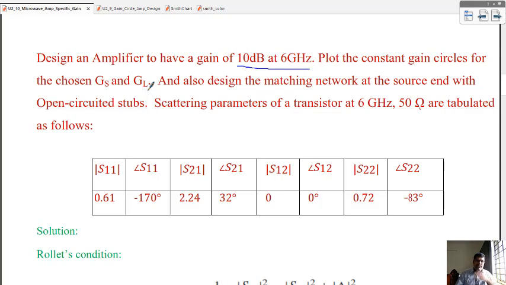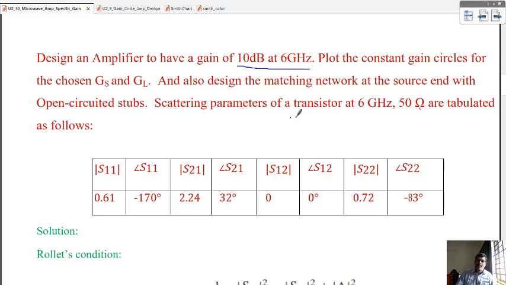From the GS maximum and GL maximum, we are going to choose the GS and GL value to get the 10 dB of required gain after adding the G0 of the transistor, that is the gain offered by the transistor itself. Then we have to design a matching network, one at the source and another one at the load end, to transform the 50 ohm characteristic impedance into the required gamma S and gamma L value.